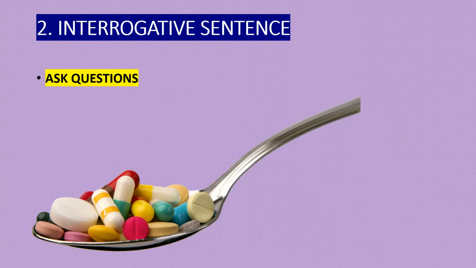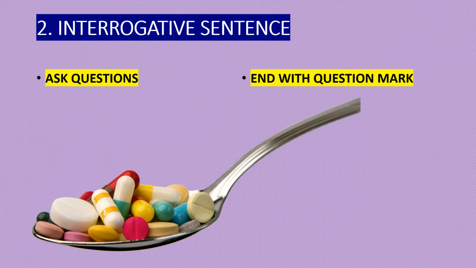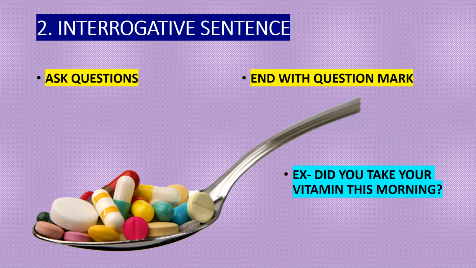The second is an interrogative sentence. The basic function of an interrogative sentence is to ask a direct question. It asks us something or requests information as opposed to a statement which tells us something or gives information. Interrogative sentences require an answer and always end with a question mark. Here the example is, did you take your vitamin this morning?